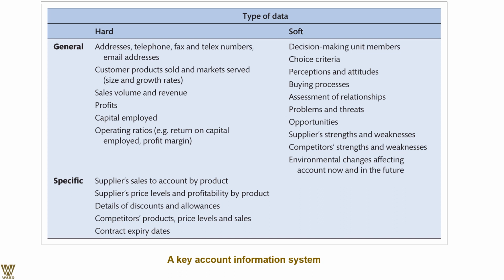Generally, hard data would be your address, your company location data, your customer, product sold, the volume, the revenue, anything to do with numbers, such as capital employed, profit generated, and operating ratio. These are hard facts that will speak volumes about your performance. Next are the specifics of the particular account you're talking about: supplier sales to the account by product, supplier price level and profitability by product, details of discounts and allowances that you have made, competitors' products, price levels and sales. Contract expiry dates are very important here.